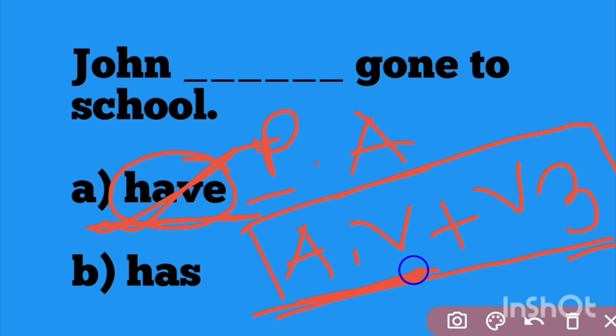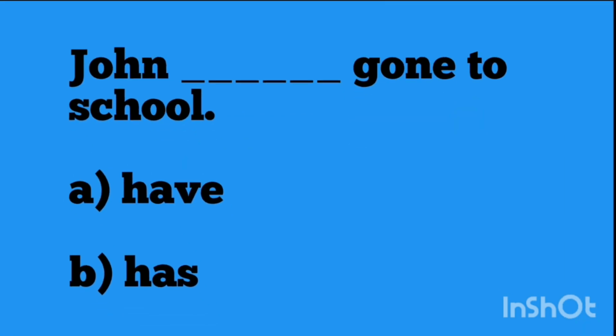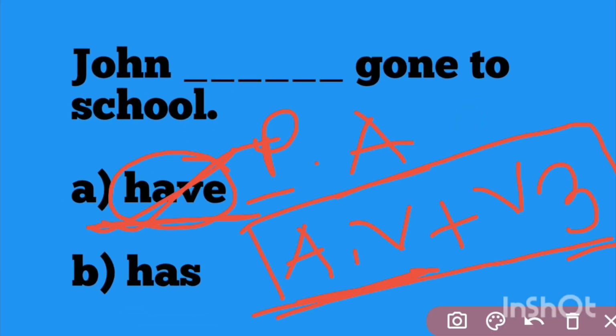The second one is, my dear friends, it may be used as a principal verb. The second very important thing is that, my dear friends, have may be used as the main verb in the sentence. And whenever we use have or has as the main verb, obviously it shows the present time.